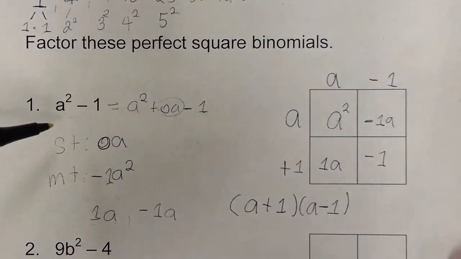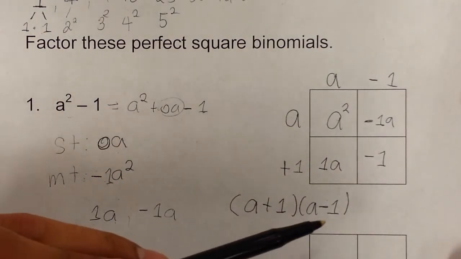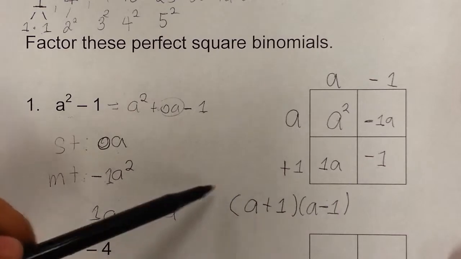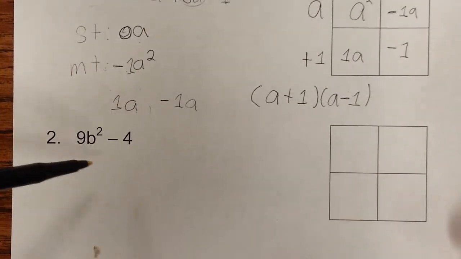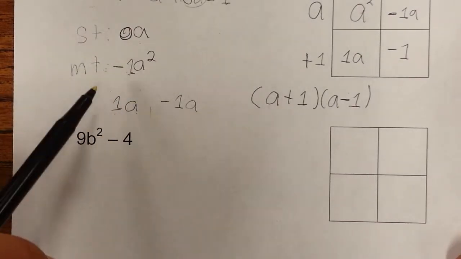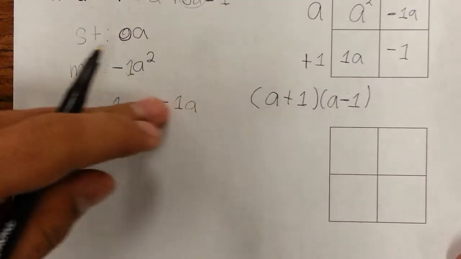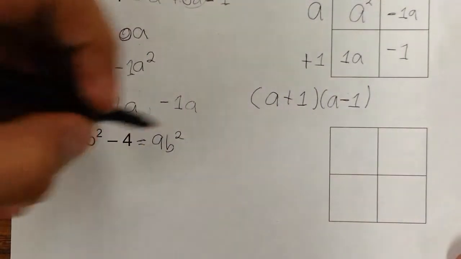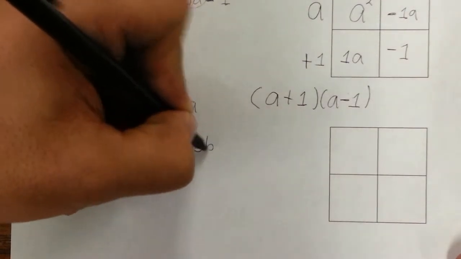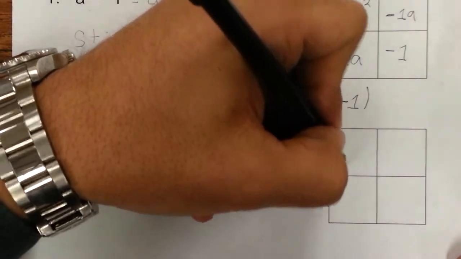So far, so good. So we've got a squared minus 1 was factored out to a plus 1 times a minus 1. So go ahead and keep that in mind as we go on to number 2 and see if we'll be able to find any patterns. Now let's think. This time we've got 9b squared minus 4. So I'm going to write that as 9b squared plus 0b minus 4. I'm going to go ahead and fill in my box. So I've got the 9b squared and then the negative 4.